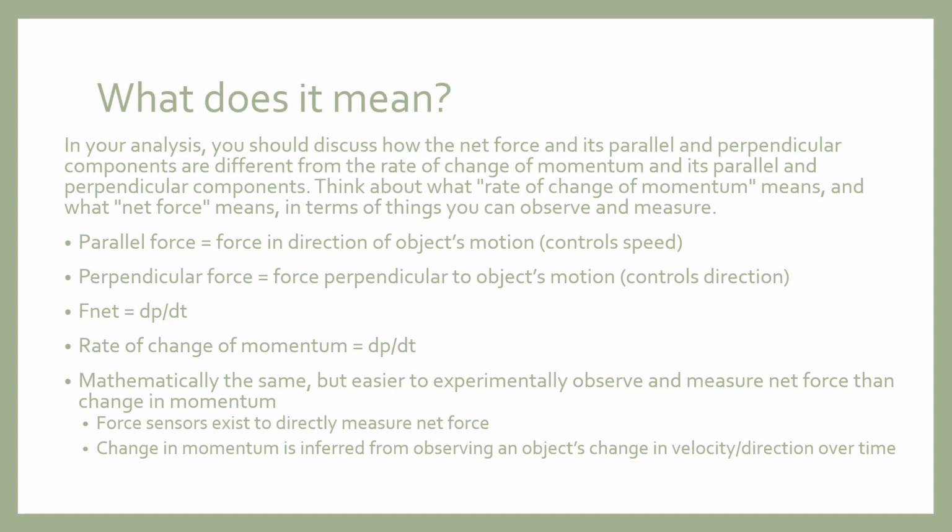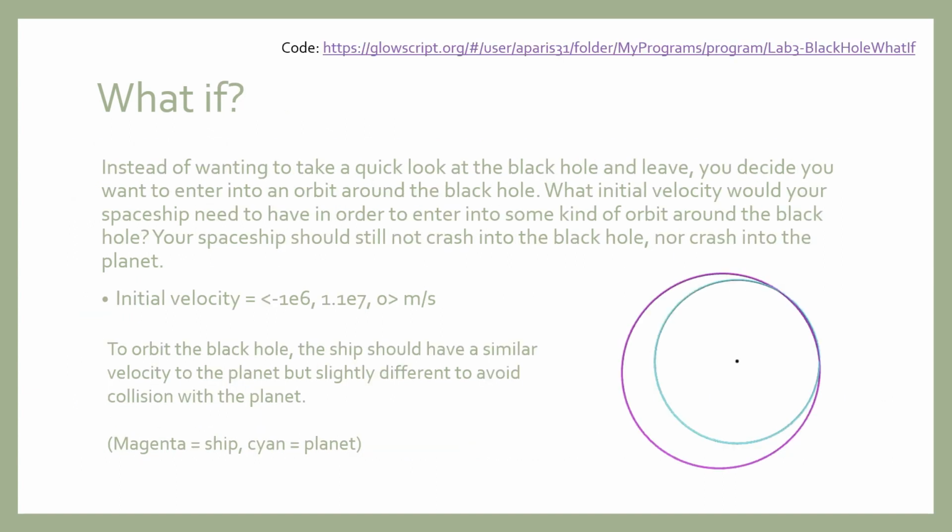So what if? What initial velocity would the spaceship need to have to enter an orbit around the black hole without crashing into the black hole or planet? Through trial and error, I found that if the spaceship has an initial velocity of -1e6 meters per second in the x direction and 1.1e7 meters per second in the y direction, then the spaceship enters orbit around the black hole without crashing into the black hole or the planet. To orbit the black hole, the ship should have a similar velocity to the planet, but slightly different to avoid collision with the planet. Thank you.